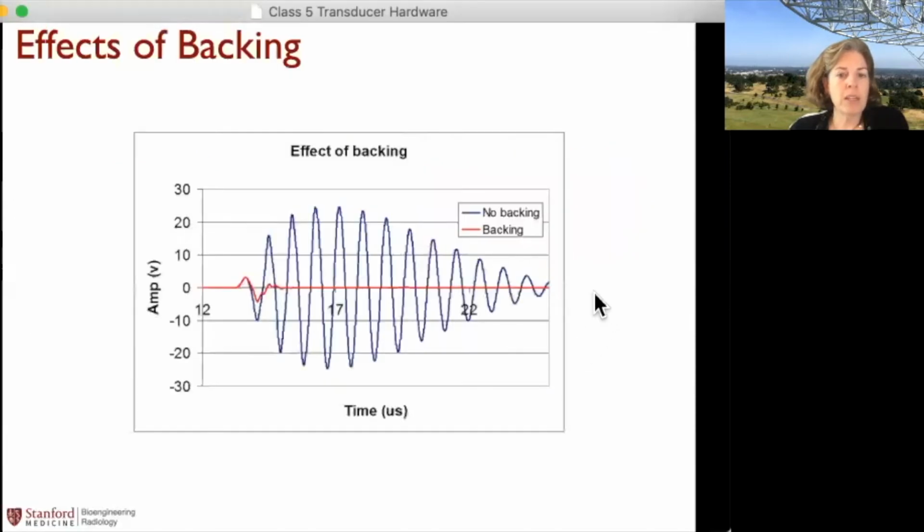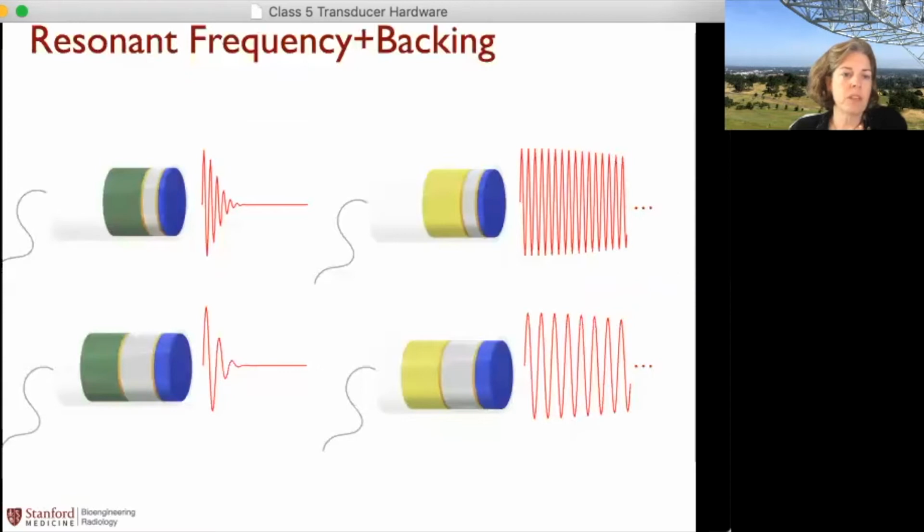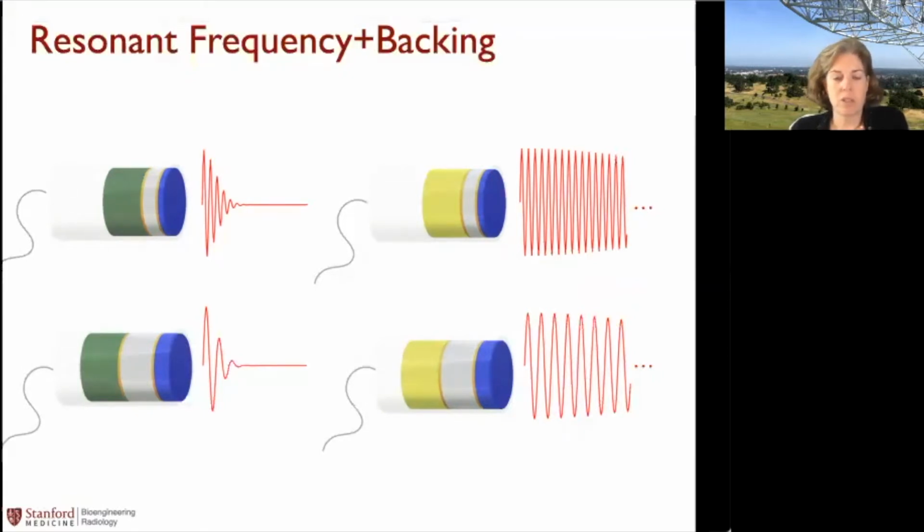This is the effect of backing. In the case where there's no backing or sort of air backed, you can see it rings a lot better than in the case where there's backing. So this is actually measured data. Now this is putting that all together so that you can see how you can start to manipulate the ultrasound that comes out of your transducer. You can change up the resonant frequency, and you can change up the backing material. Resonant frequency, of course, changes the frequency of the ultrasound, and the backing material changes the damping. So now we have 4 very different waveforms.